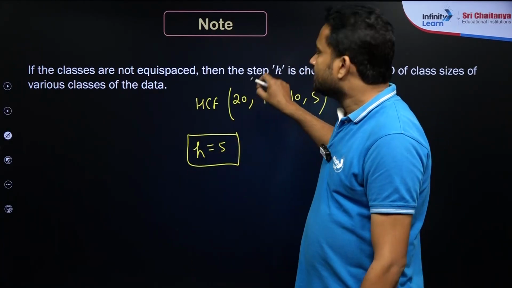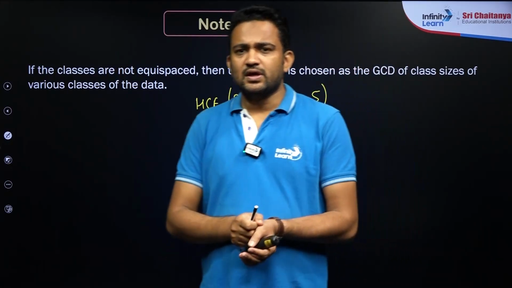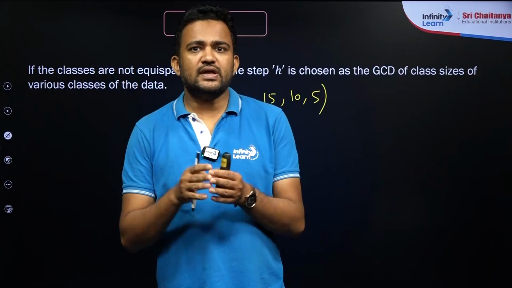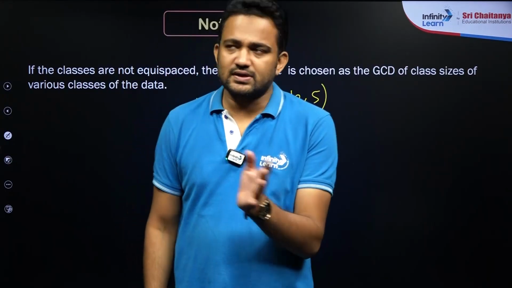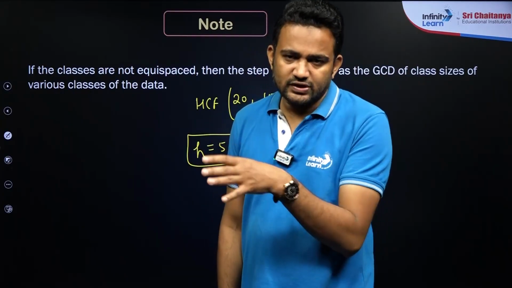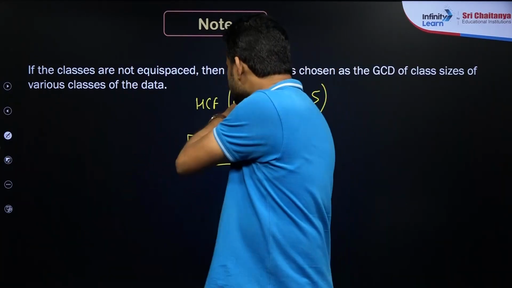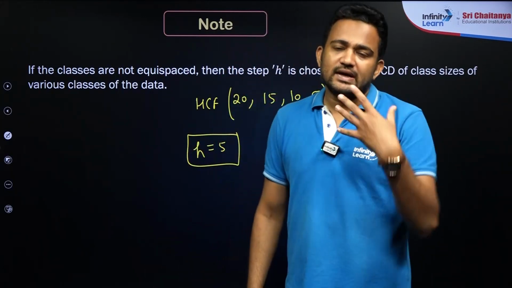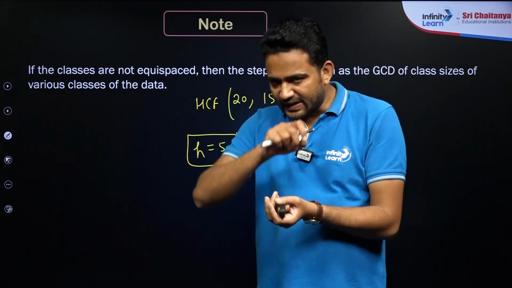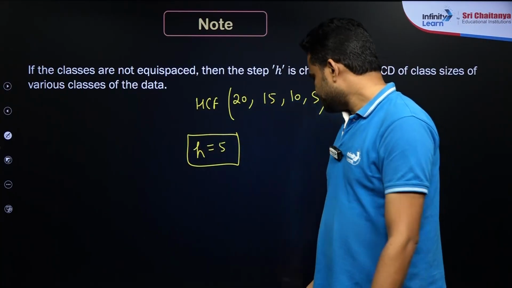So please note down this method. This is very important, right? No need to convert. So what do students do in the examination? They convert this non-uniform class interval into uniform class interval. No need to do that, right? So simply find the HCF of all the class sizes, and that HCF will be the h that we use in the formula, right guys?